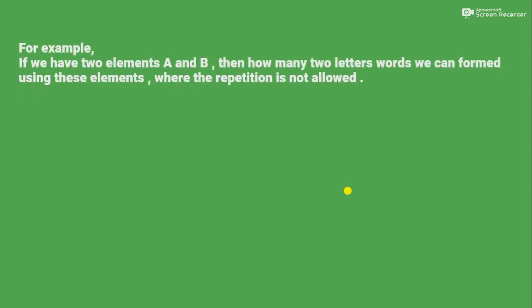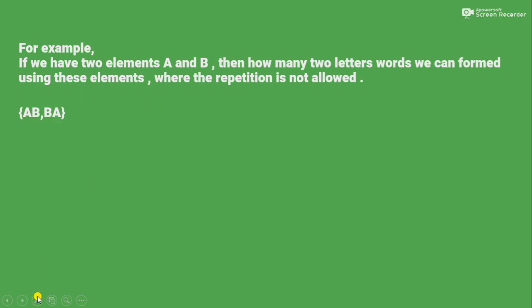As usual, before starting the core concept, I would like to give you a few simple examples which will help you understand the concept in a better way. For example, if we have two elements, say A and B, how many two-letter words can we form using these elements where repetition is not allowed? Using these two letters we need to form different two-letter words. So here we can form AB and BA.